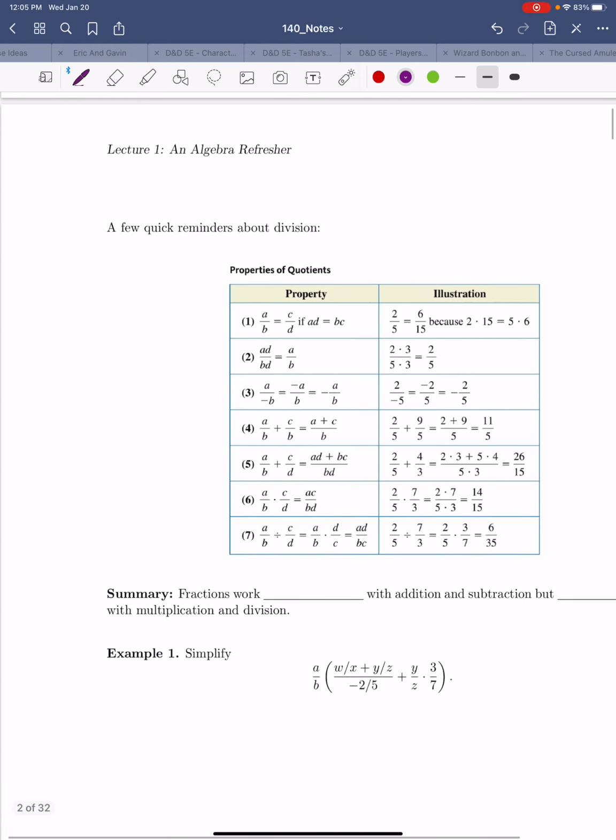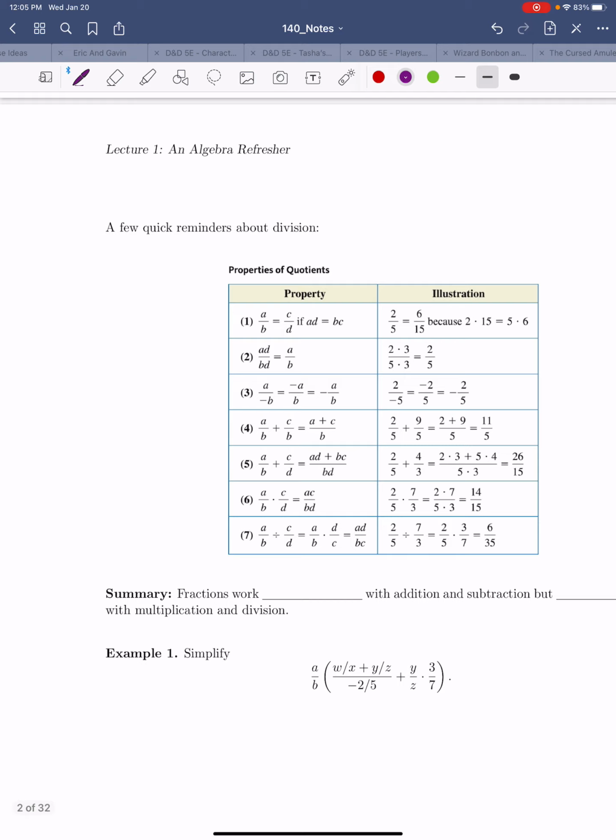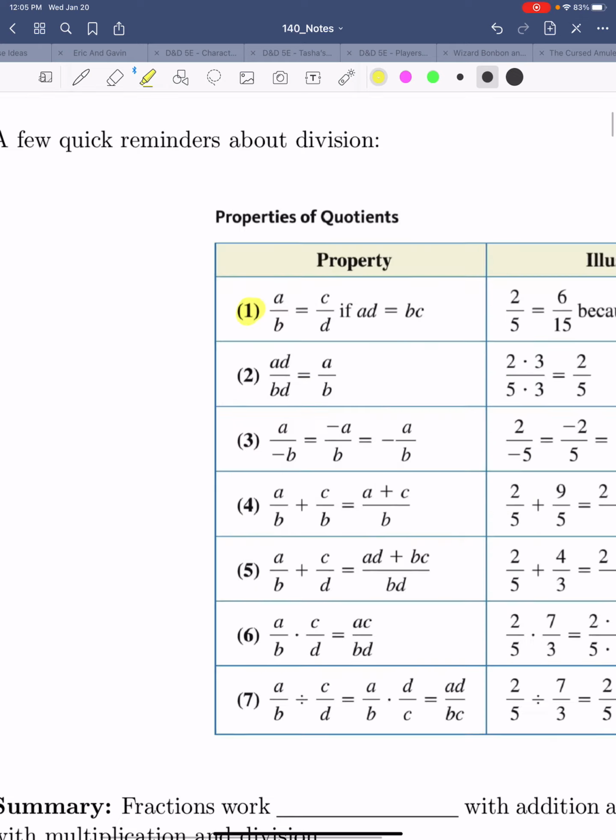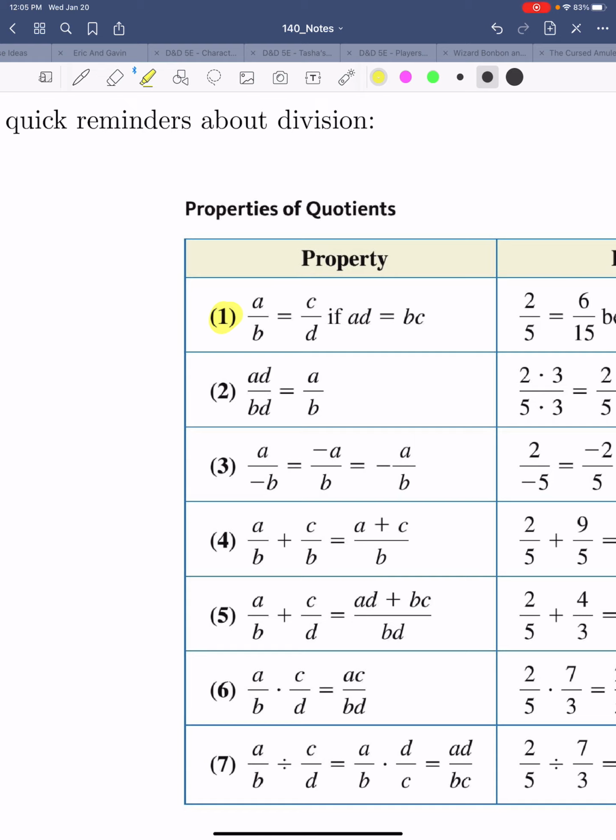I just want to quickly go over division. I'm hoping that this is mostly review, but it's very important to shore these things up. Property number 1: these two fractions are equal if that product is equal. What you can do is just cross multiply, right? Multiply both sides by D, multiply both sides by B.